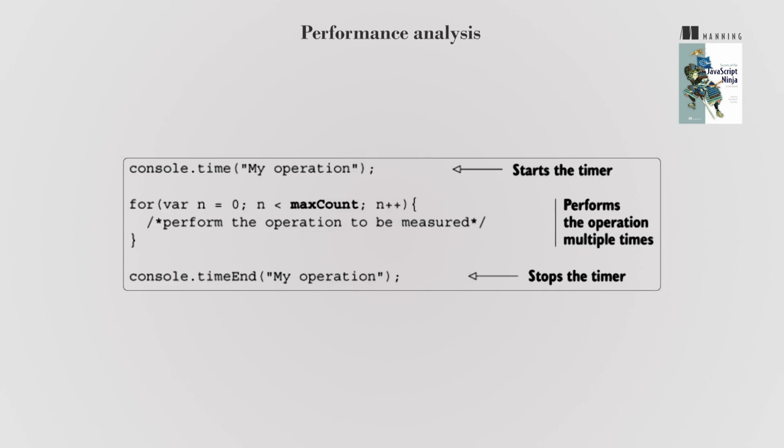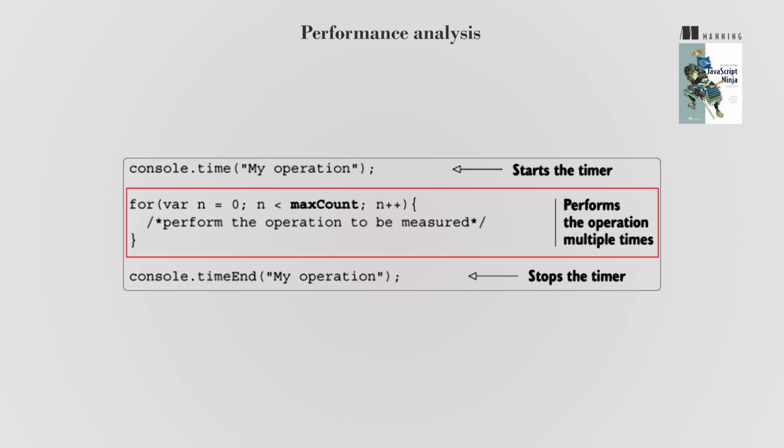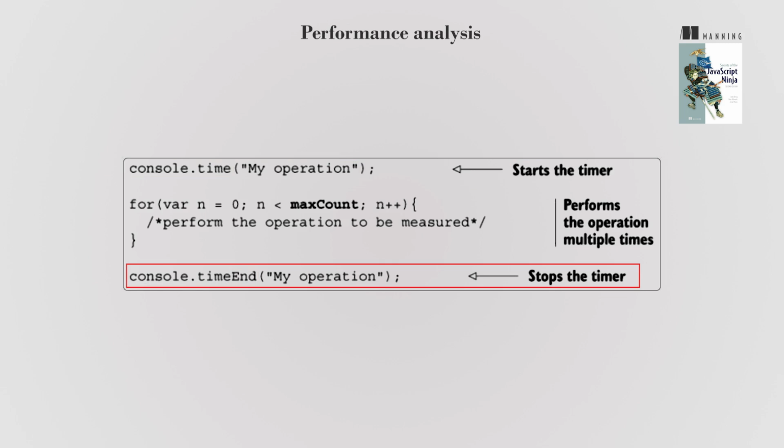To ensure efficient code, it's important to analyze performance. JavaScript engines have improved, but it's still necessary to write efficient code. To collect performance information, use console.time and console.timeEnd methods. Start a timer with a name before executing the code and run it multiple times. When the operation ends, call console.timeEnd with the same name to output the elapsed time.